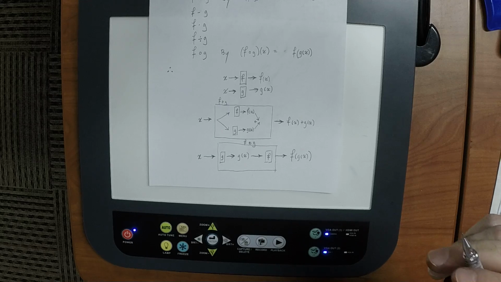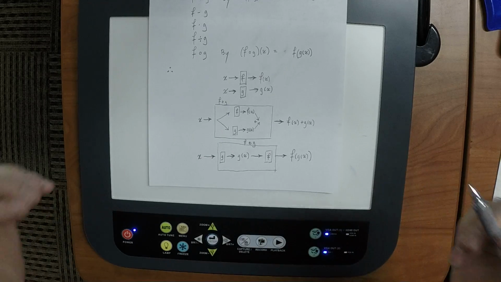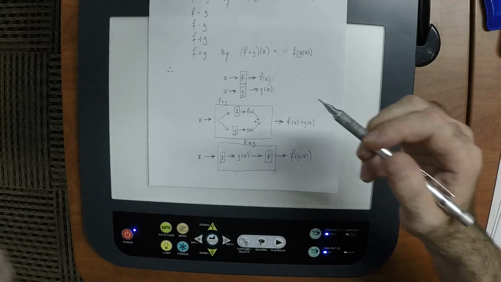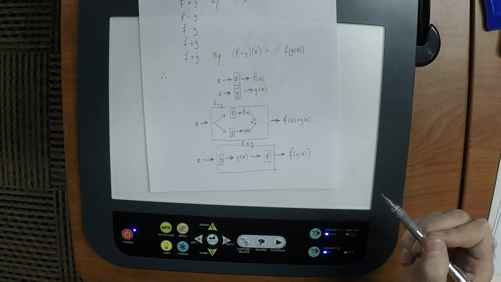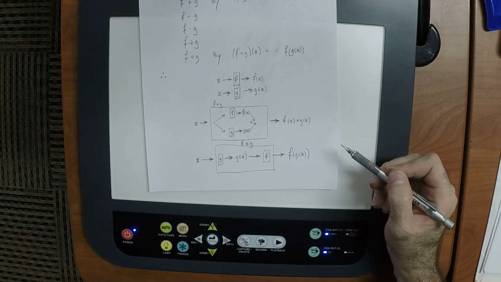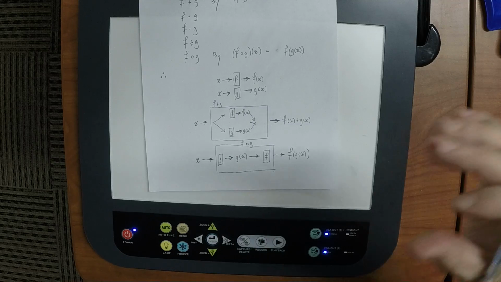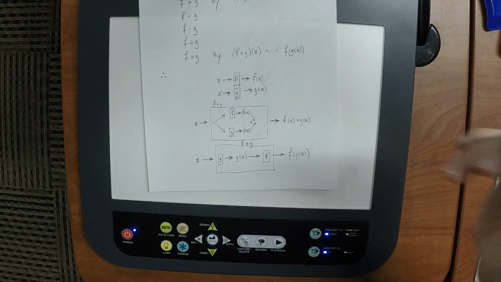Now the rules that you learned in differential calculus are like the sum rule. They're saying that if you have an F machine and a G machine, and moreover, the derivative of the F machine and the derivative of the G machine, then what is the derivative of the combined F plus G machine? That's the add rule, the sum rule.